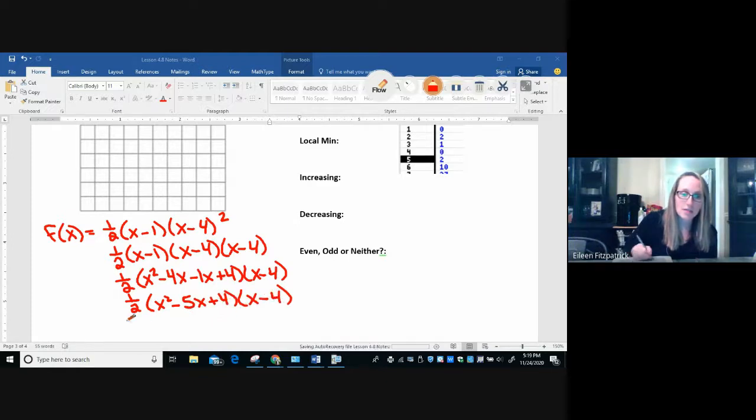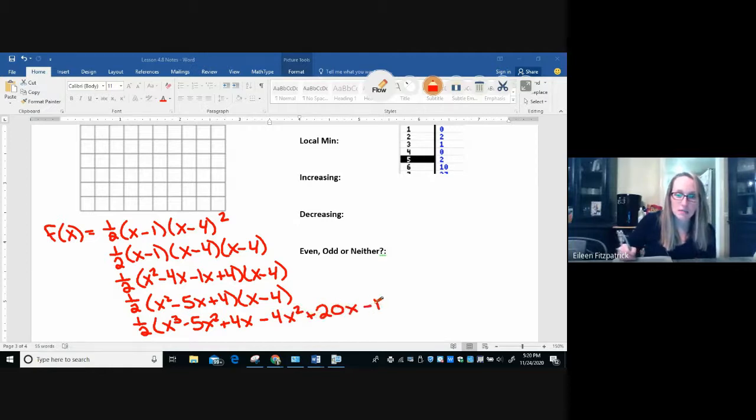Then distribute the x in and the negative 4. So I have x cubed minus 5x squared plus 4x. Distribute the negative 4 in. So negative 4x squared plus 20x minus 16. All right. And then distribute the 1/2 in. And actually let's clean up first. So combine like terms. So I have x cubed, so x squared. So let's see. I have a negative 5 and a negative 4. That's negative 9x squared. Then the x terms, a 4 and a 20. That's plus 24x. And then a minus 16.